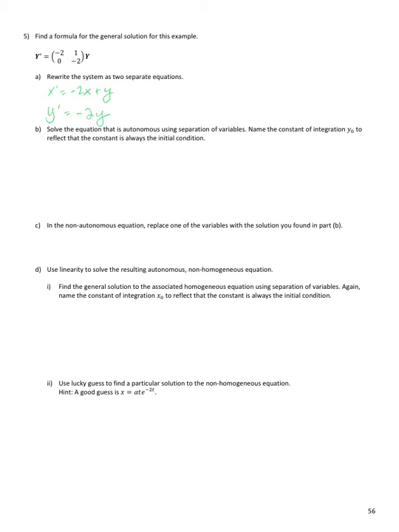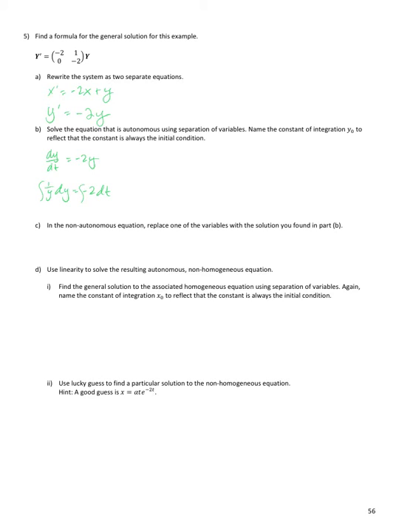Okay, we want to solve the equation that is autonomous using separation of variables. And we're going to name the constant of integration y naught to reflect that it's always the initial condition. So, okay, y prime, that's dy/dt equals negative 2y. You might be able to write the solution down without doing any work, but I'll do it out just for fun. So I'm going to divide both sides by y and multiply both sides by dt. So you get 1 over y dy equals negative 2 dt.